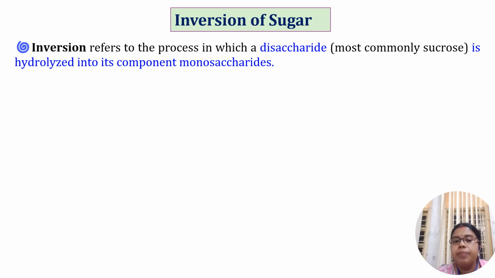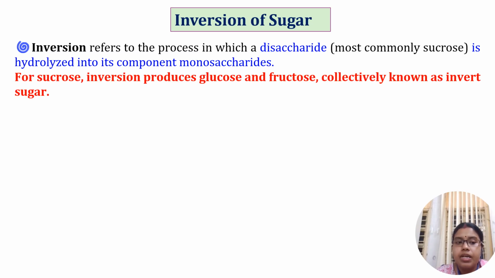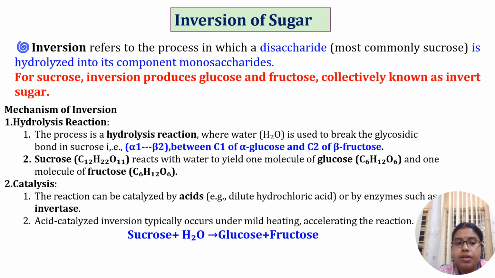Inversion refers to the process in which a disaccharide, most commonly sucrose, is hydrolyzed into its component monosaccharides. For sucrose, the inversion produces glucose and fructose, and collectively this mixture is known as invert sugar. What is the mechanism? The process is a hydrolysis reaction in which water is used to break the glycosidic bond in sucrose. Sucrose has an alpha 1, beta 2 glycosidic bond, because C1 of alpha glucose is linked with C2 of beta fructose. So after hydrolysis, glucose and fructose will form.